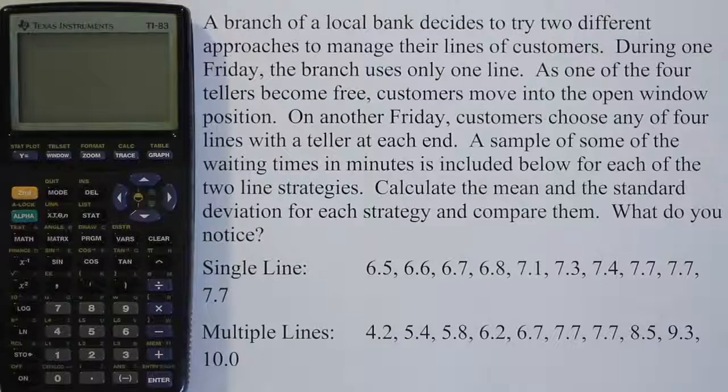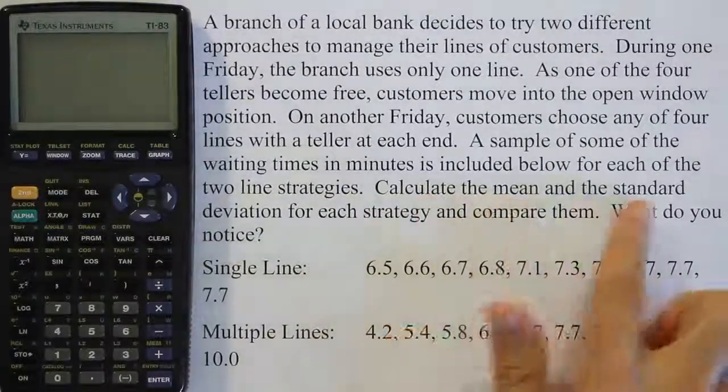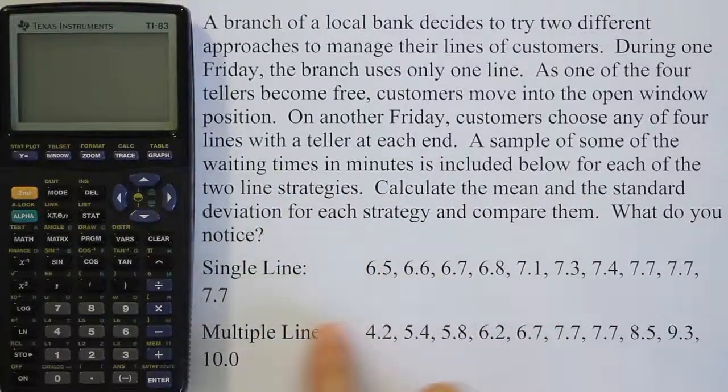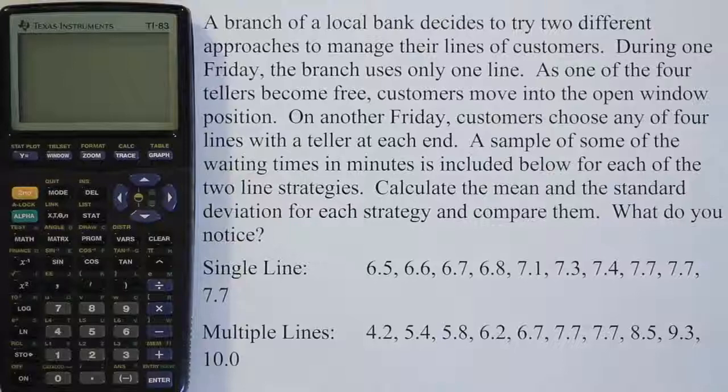In this problem, they're asking us to calculate the mean and the standard deviation for each of the strategies below, a single line at a bank versus multi-lines at a bank. And what I want to do is use the graphing calculator, TI-83, to do this problem. All right, so let's figure out how to handle something like this.